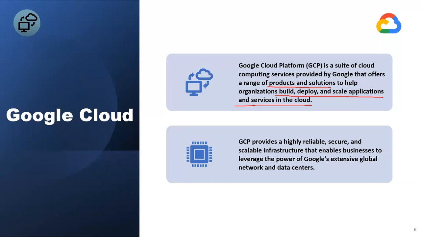So Google Cloud is one of the leading cloud providers. It helps you build, deploy, and scale applications and services in the cloud. It provides highly reliable, secure, and scalable infrastructure that enables businesses to leverage Google's extensive network and data centers. Google Cloud Platform has plenty of infrastructure, divided into multiple locations and data centers. Whenever you deploy an application, it will be deployed on top of this infrastructure.